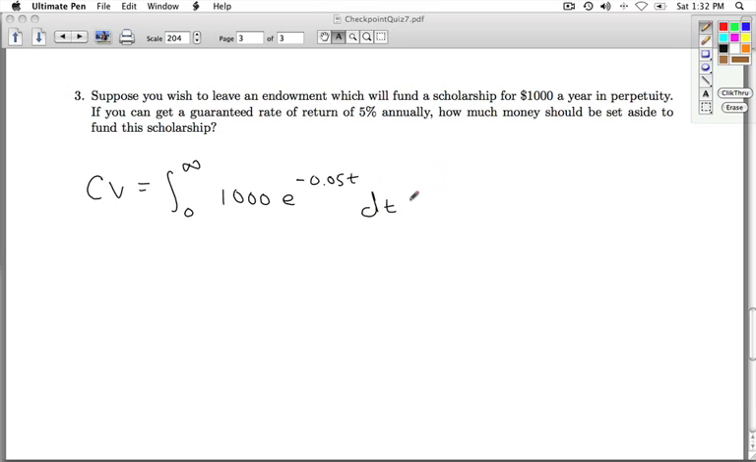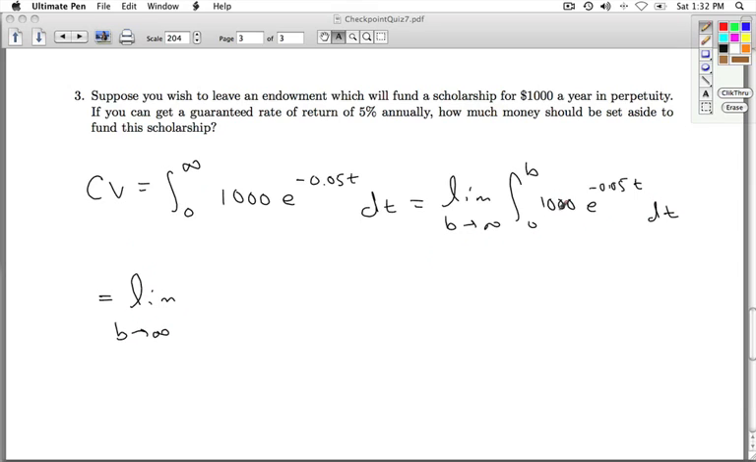And just like any improper integral, the way we interpret this is in terms of a limit. So we'll look at the limit as b goes to infinity of the integral of 1,000 e to the negative 0.05 t dt. The 1,000 is a constant, so it goes along for the ride. I'm integrating an e to the kt, so my antiderivative is going to be e to the kt, but I have to divide by that k. I'm evaluating this from 0 to b.